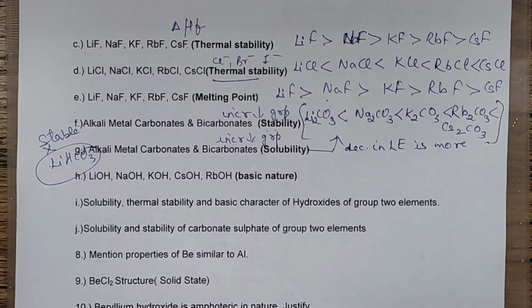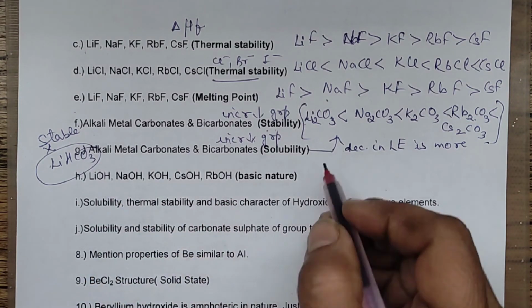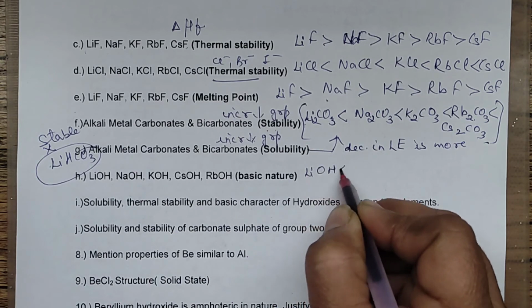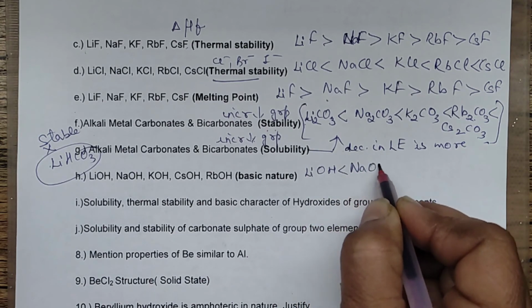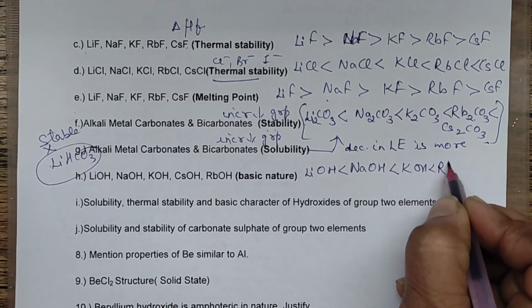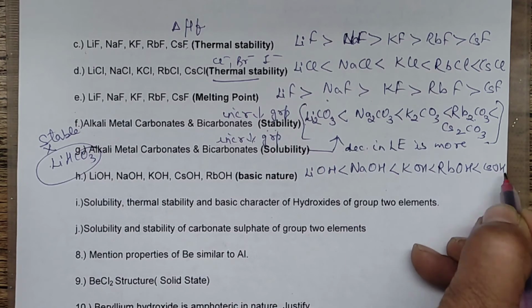Okay, now we move on to the basic nature down the group. Basic nature of these hydroxides increases down the group. That means lithium hydroxide, then sodium hydroxide, then potassium hydroxide, rubidium hydroxide, and the maximum is cesium hydroxide. Metallic nature is increasing down the group.